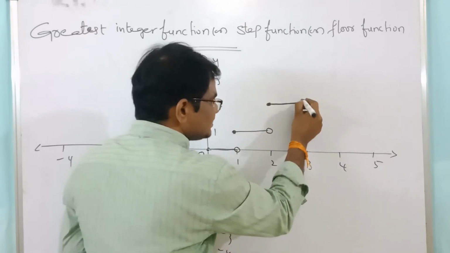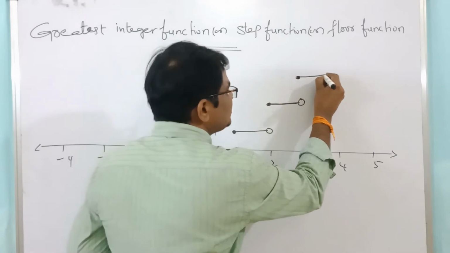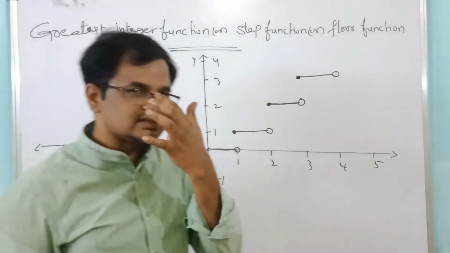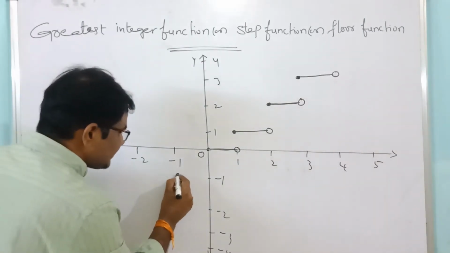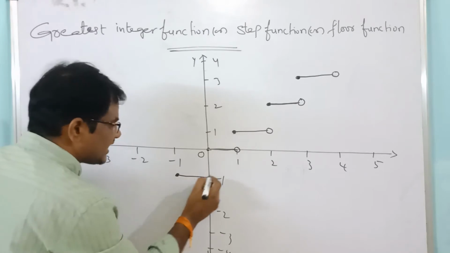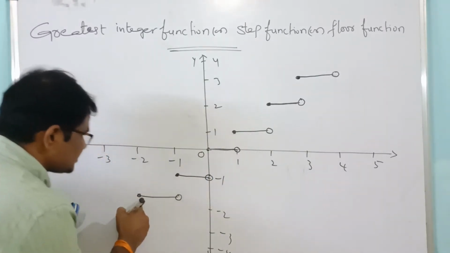But if you take 3, you will get 3. 3.1, 3.2, up to 3.9, 3 only you will get, like this. So here also, for any value including minus 1 to 0, you will get minus 1 only. And for minus 2 to minus 1, minus 2 only you will get.